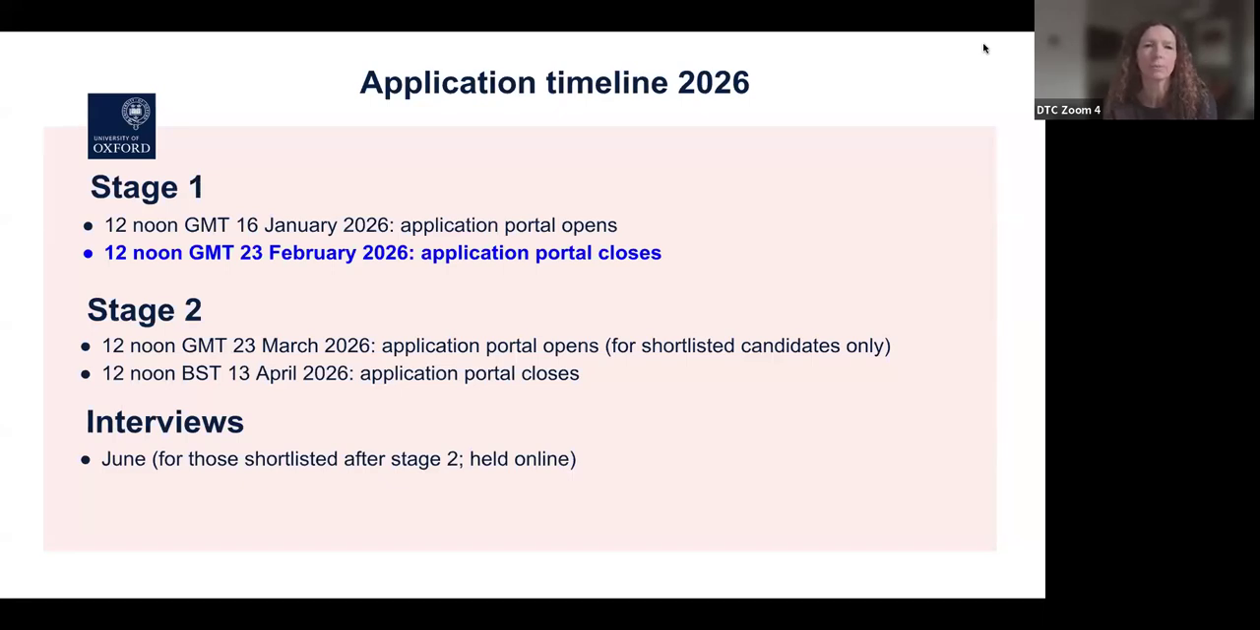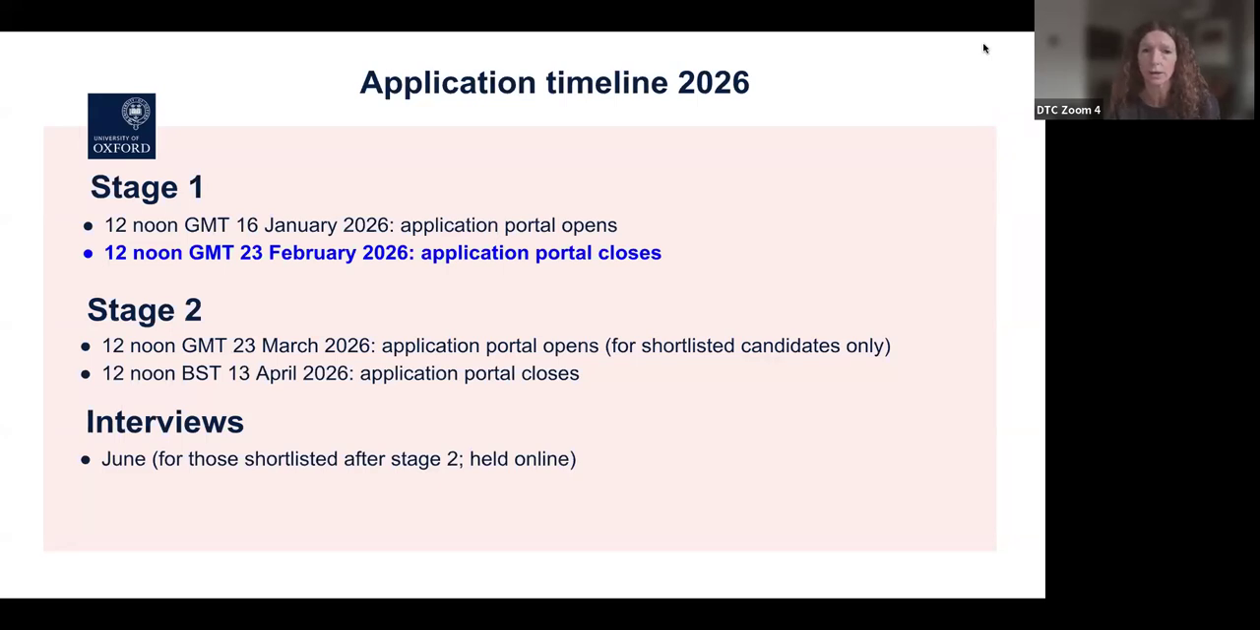That's when the application portal opens. It's really key that you remember that it's 12 noon Greenwich Mean Time. Because also the portal closes at the same time, so 12 noon Greenwich Mean Time on the 23rd of February 2026, and unfortunately we cannot accept any late applications, so please do check about the timing of the portal opening and closing. Stage 2, 12 noon Greenwich Mean Time on the 23rd of March 2026.